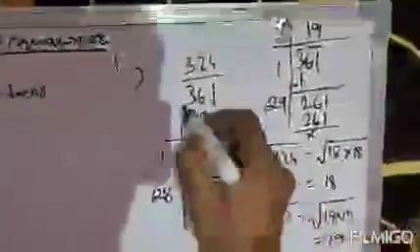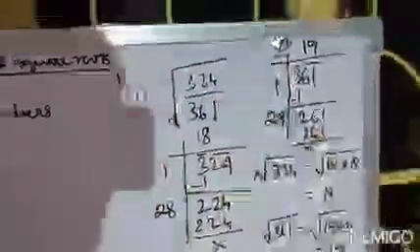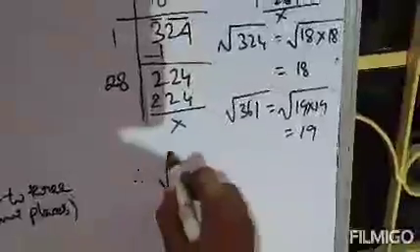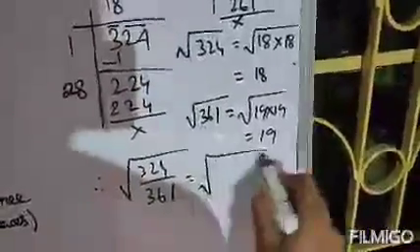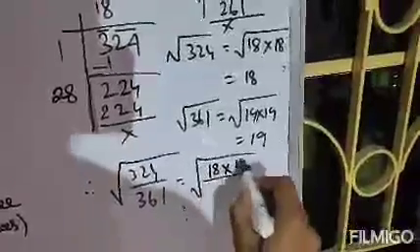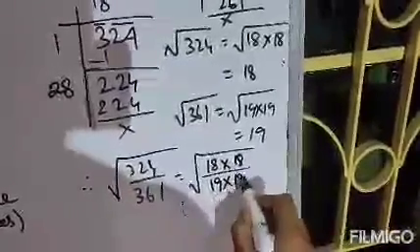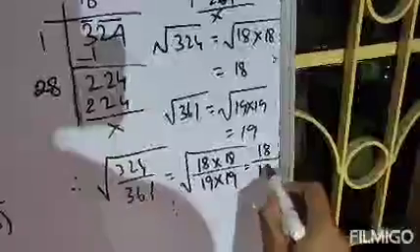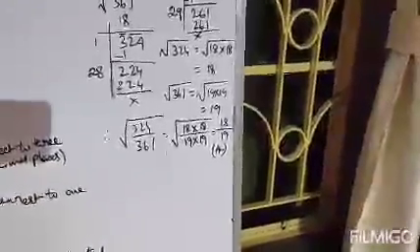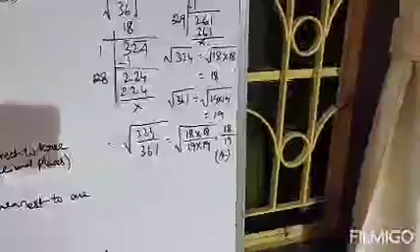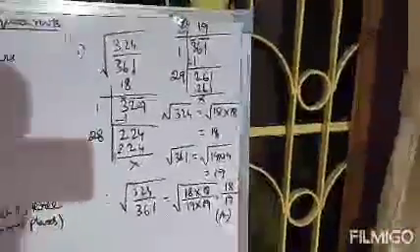Clear? So we have to find the square root of 324 by 361. Therefore you will write 324 divided by 361 equals 18 into 18 by 19 into 19. This is your answer. The square root of 324 is 18 and of 361 is 19. That means 18 by 19 will be your answer. Clear? So the first question is complete.